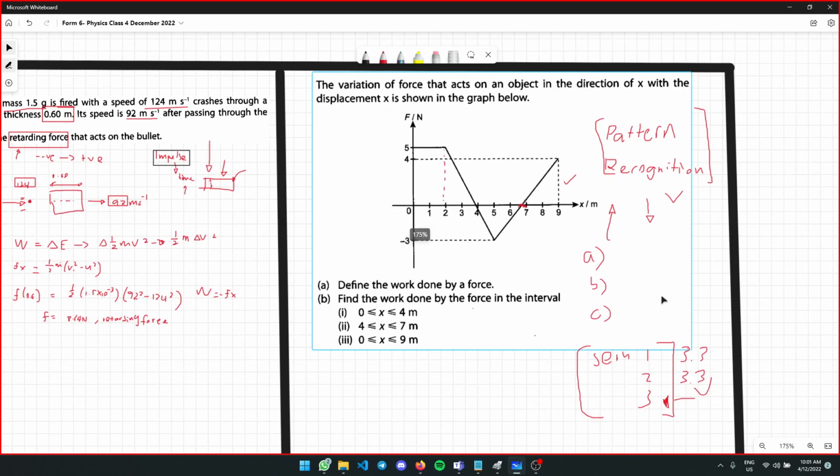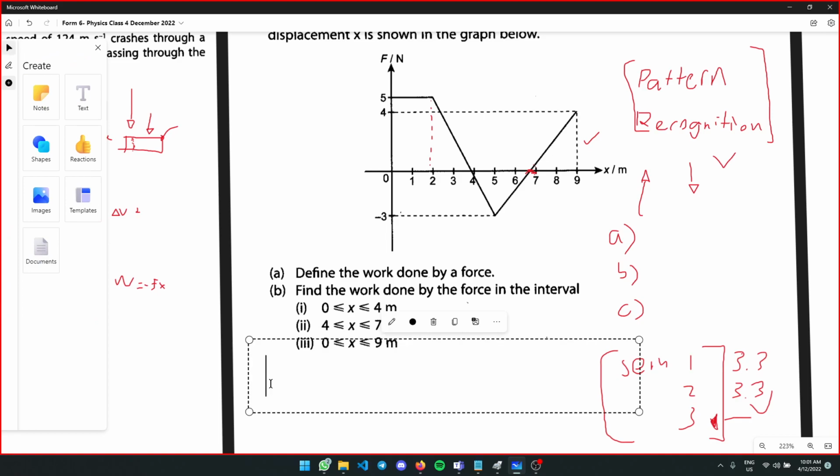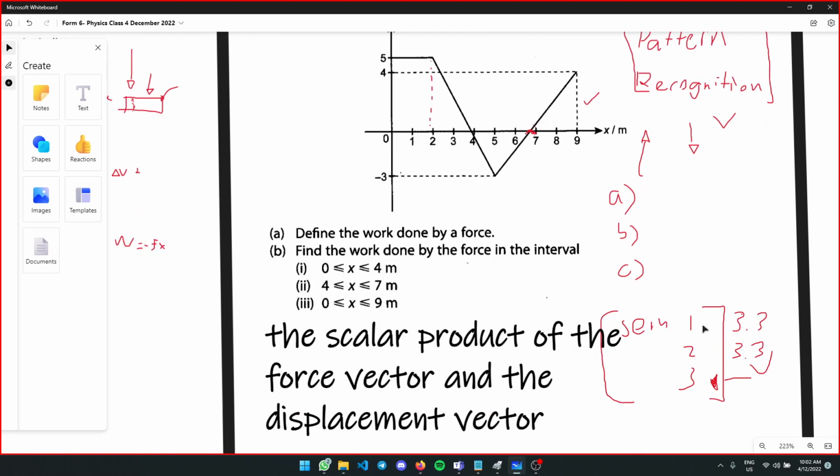For questions like this, you just have to find the area. But before that, define the work done by a force. You can also use another definition, but I like this one more because it's simple. I just say the scalar product of the force vector and the displacement vector. That's all.